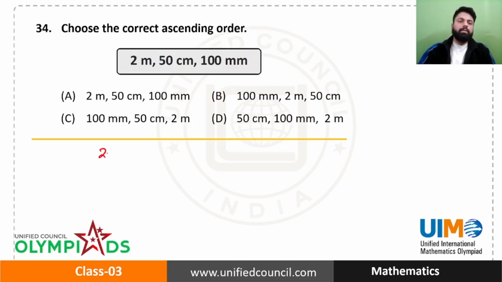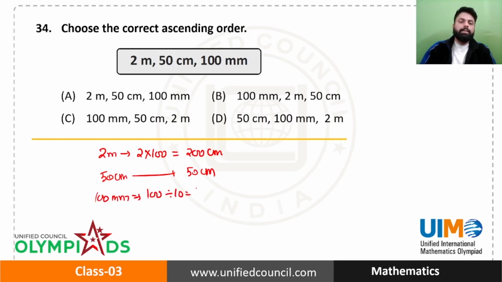Choose the correct ascending order. 2 meters means 2 multiplied by 100, 200 centimeters. 50 centimeter is 50 centimeter as it is. 100 mm is equal to 100 divided by 10, that is 10 centimeter. Ascending order: so 100 mm, then 50 centimeter, then 2 meters.